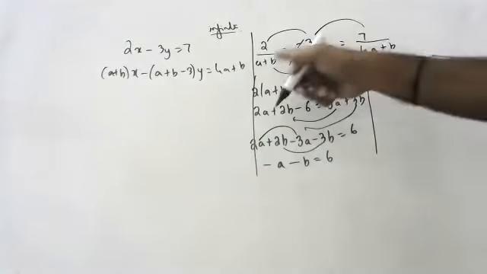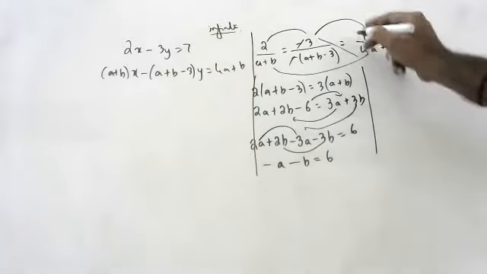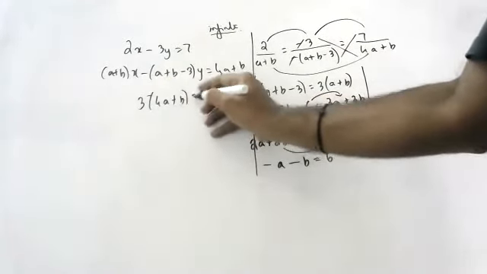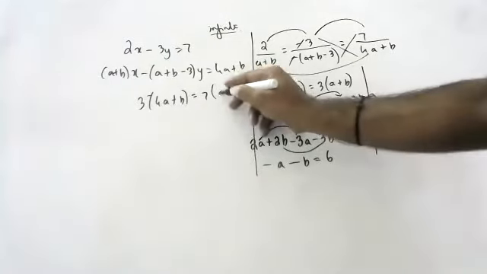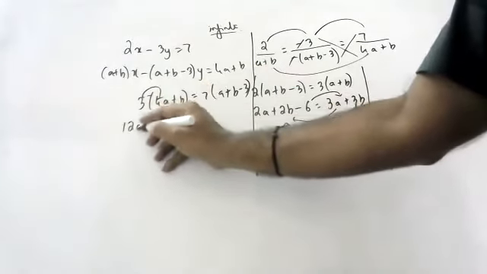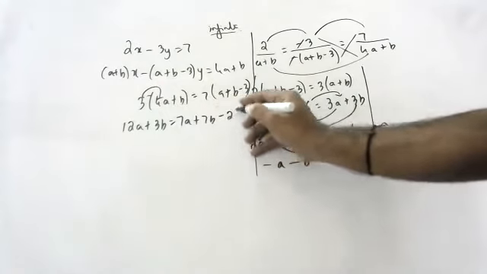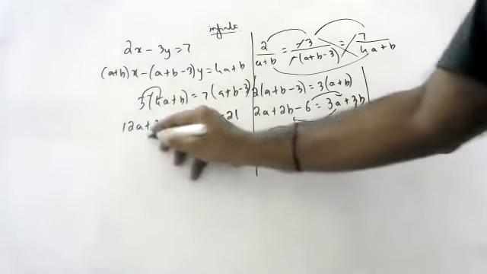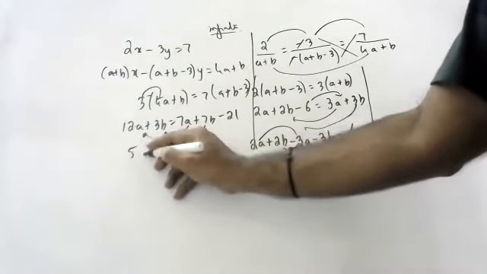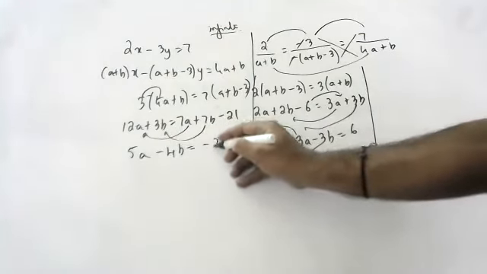You want 2 and 3 or 1 and 3? 2 and 3, okay. Cross multiplication. 3 into 4a plus b into 7 into a plus b minus 3. 3 times 4a is 12a, plus 3b, is equal to 7a plus 7b minus 21. This comes here, this comes here. 12a minus 7a is 5a. 3b minus 7b is minus 4b, equal to minus 21.